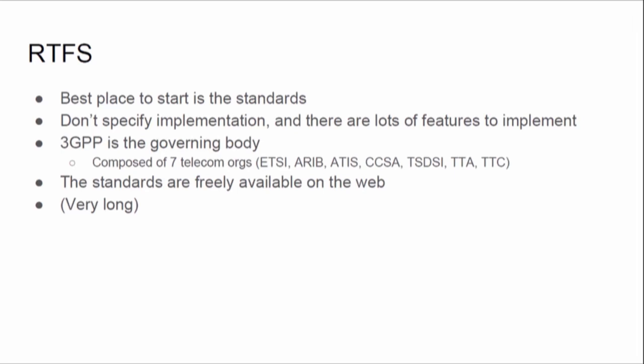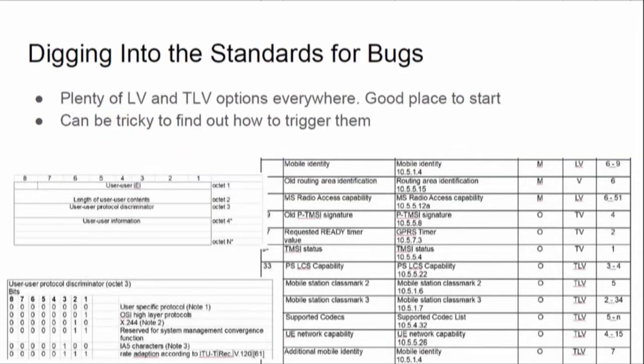Unlike Wi-Fi or Bluetooth, these are freely available. You can just go download them, which is fantastic. The reason nobody does is because they're like 80,000 pages long, and they're terrible. But they're actually really useful when you are looking for bugs.